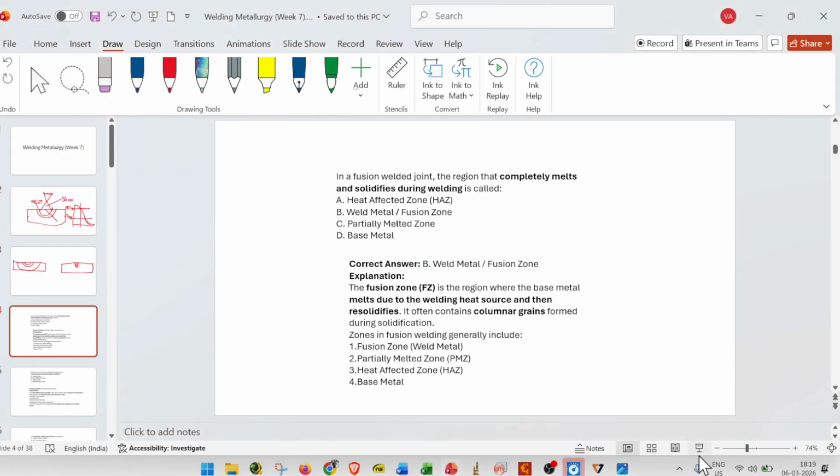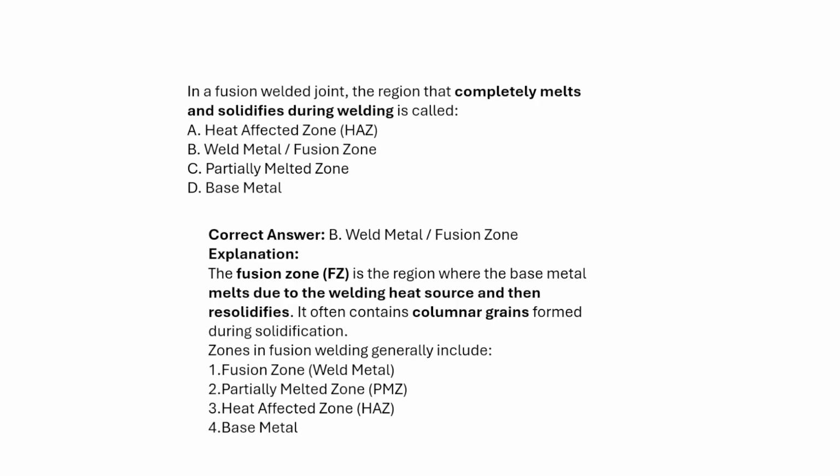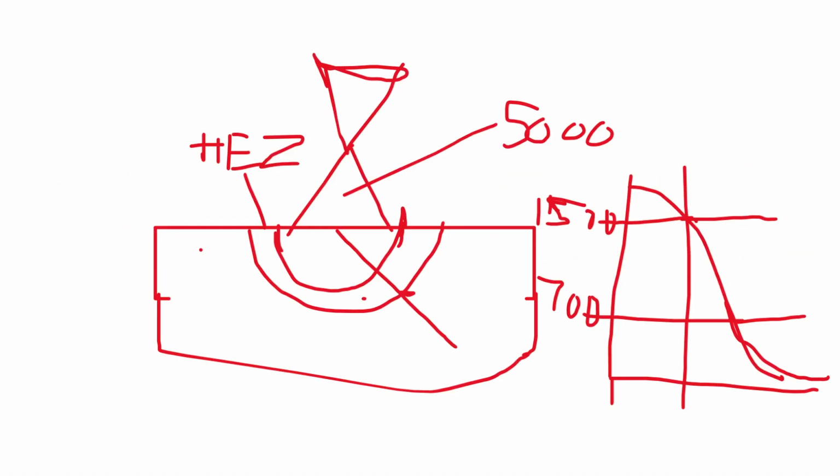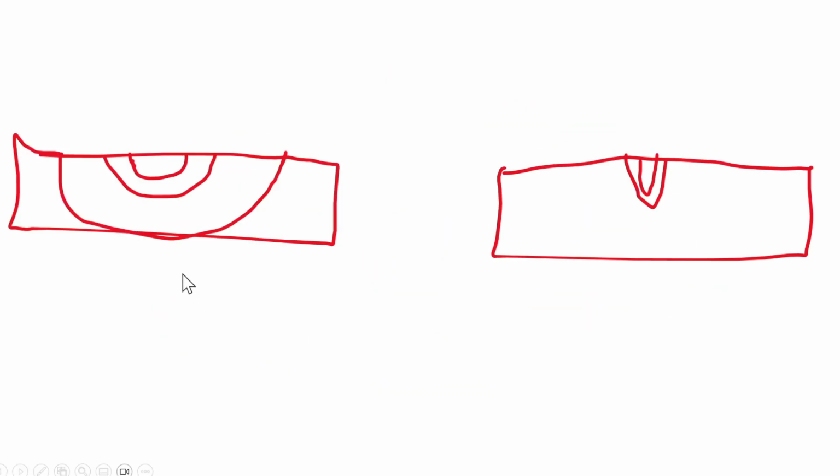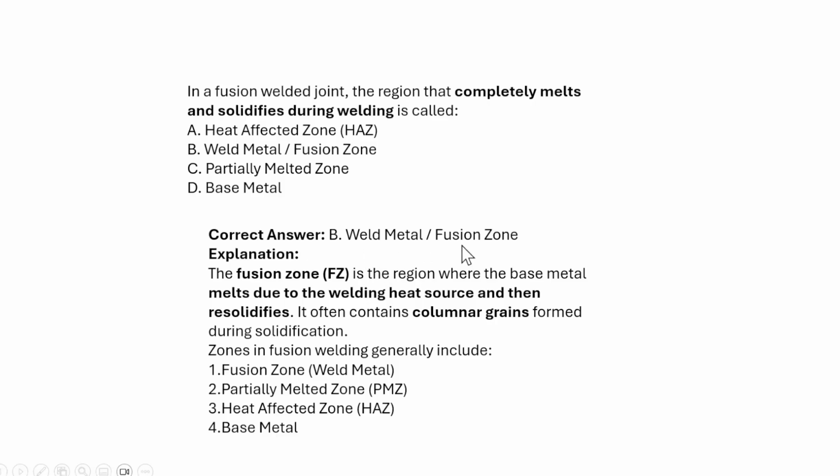So here is the first problem. In a fusion welding joint, the region that completely melts and solidifies during welding is called what? Heat affected zone, weld melt zone, fusion zone, partially melt zone, or base material. I think we have seen this. This is the region where material will completely melt. The heat affected zone will not melt, but it reaches above the recrystallization temperature. After that is the base material. So the answer will be the weld metal or fusion zone.